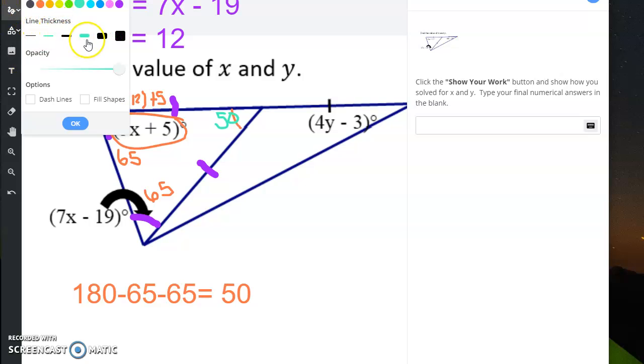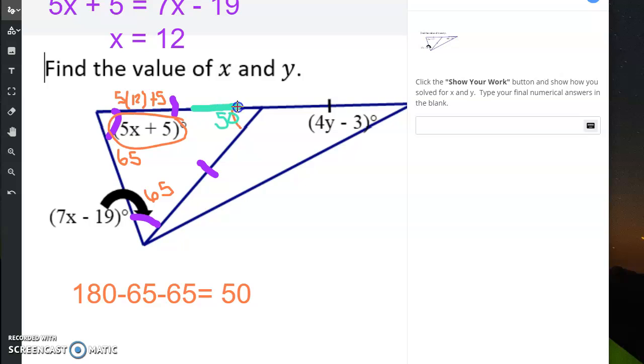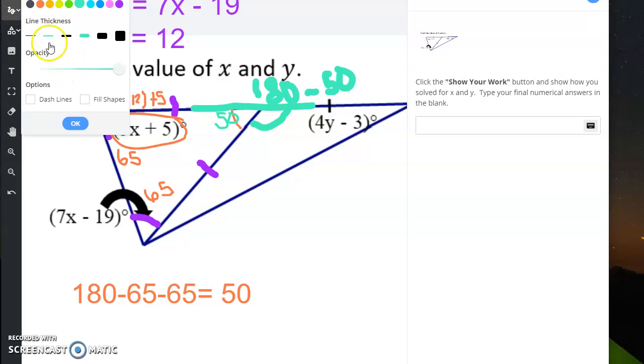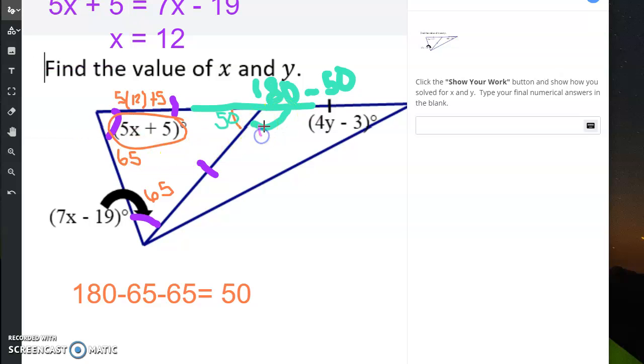And I need that so that I can use that to go into my next triangle. So going into the next triangle, I have a linear pair, meaning that the angle next to 50, if I do 180 minus 50, that is 130. So 130 degrees can go right here, 130 degrees. And then I have another isosceles triangle, meaning that 4y minus 3 is also right here.